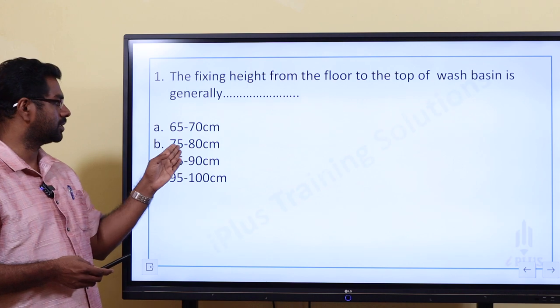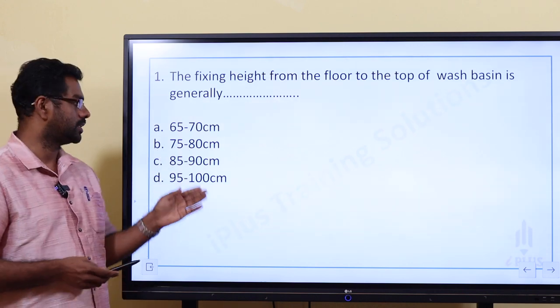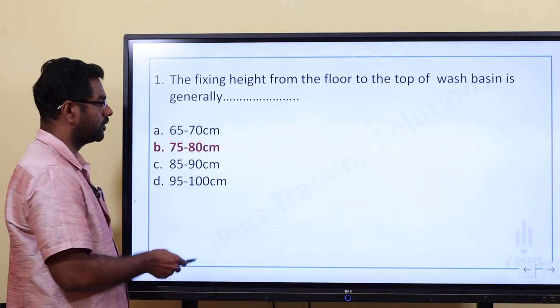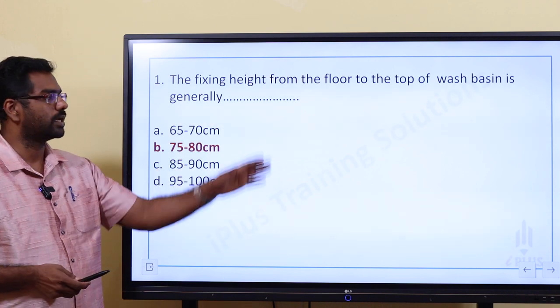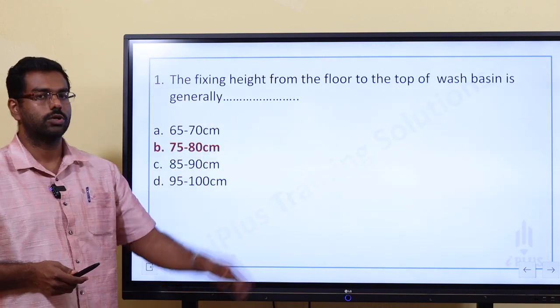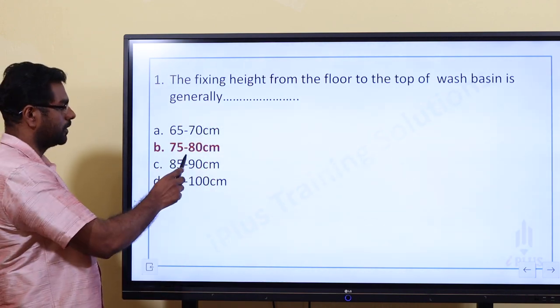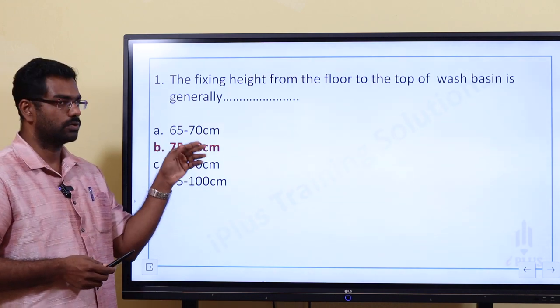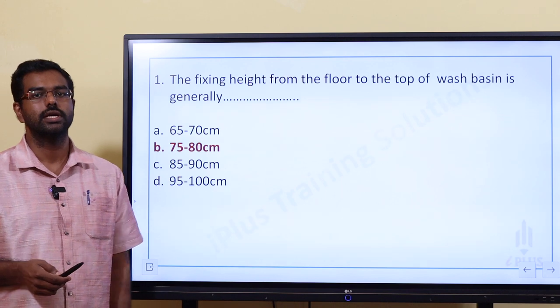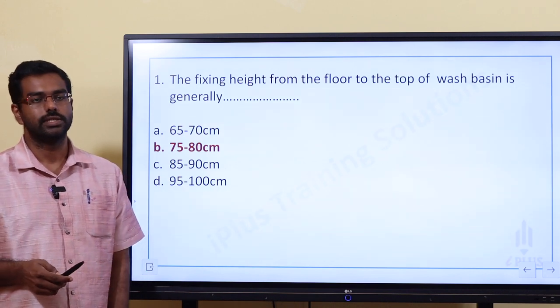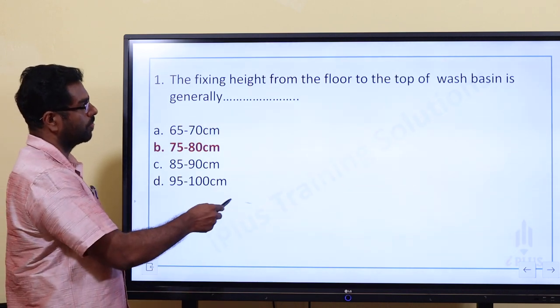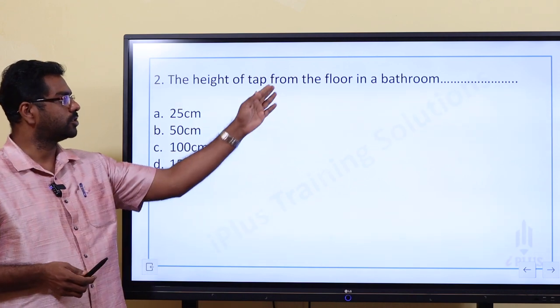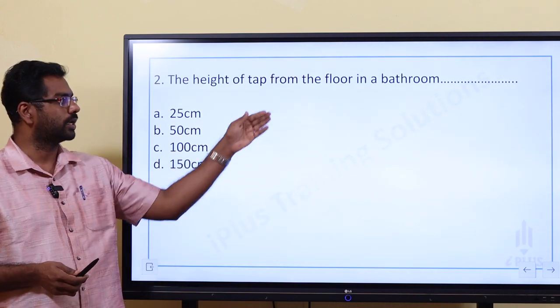So if you have a range, 75 to 80 cm is the suitable answer. The fixing height from the floor to the top of the wash basin is 75 to 80 cm. One value or single range, generally we have 80 cm. Next question: the height of the tap from the floor in a bathroom.